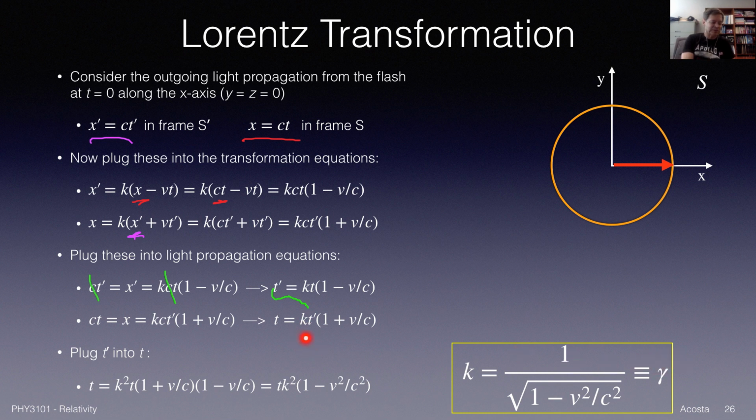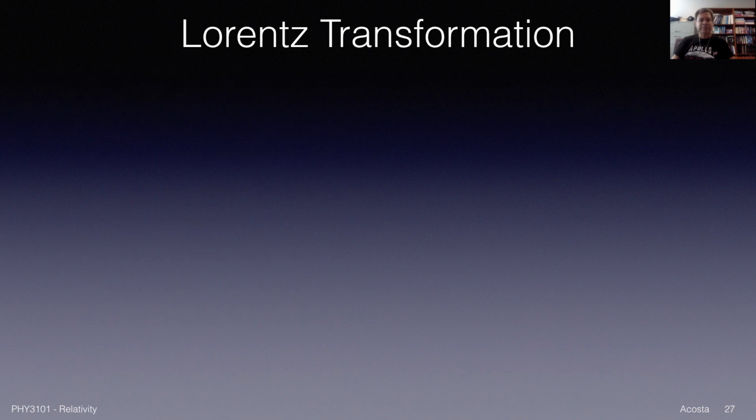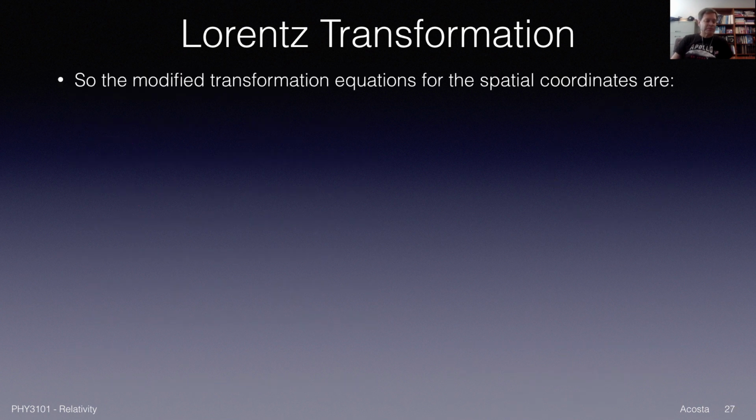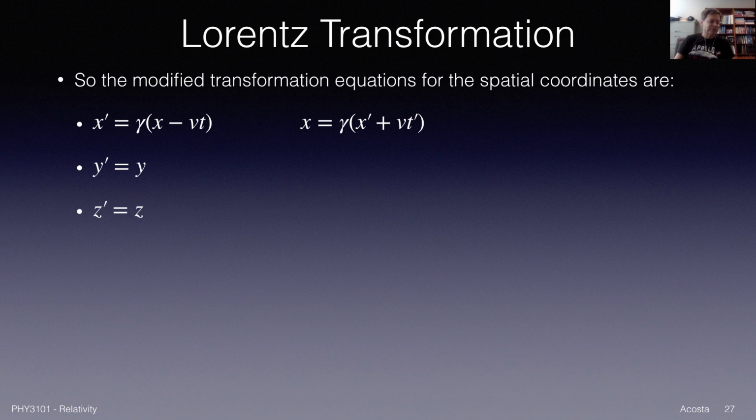So guess what? We just figured out that this factor k in front of the equation had to be gamma, which is shorthand for 1 over the square root of 1 minus v squared over c squared. So the modified transformation equations for the spatial coordinates, replacing k with gamma, are: x prime in the prime frame is gamma times x minus vt in the unprime frame. And x, going the other way around, is gamma times x prime plus vt prime. And the transverse directions to that motion are unaffected. y prime is y, and z prime is z.